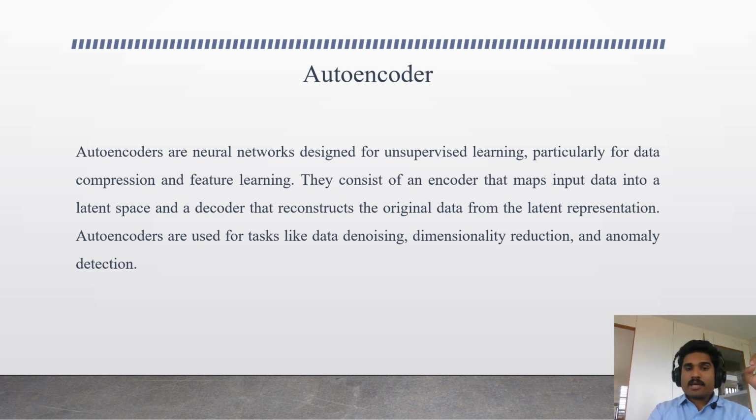Autoencoders are neural networks designed for unsupervised learning, particularly for data compression and feature learning. They consist of an encoder that maps input data into a latent space and a decoder that reconstructs the original data from the latent representation. Autoencoders are used for tasks like data dimensionality reduction and anomaly detection. These are the main tasks for autoencoders, such as dataset cleaning, and so on.